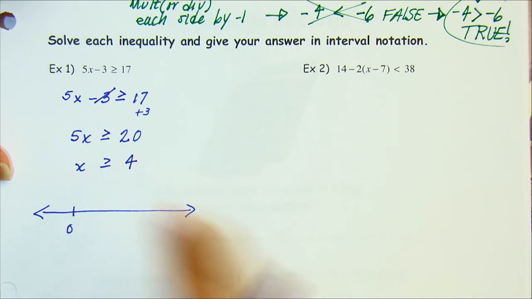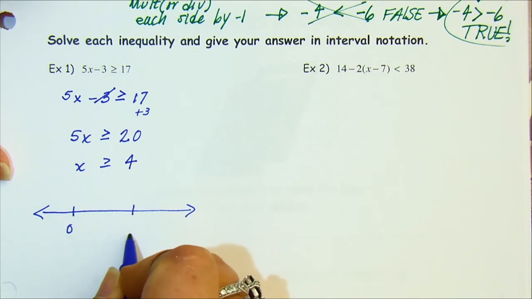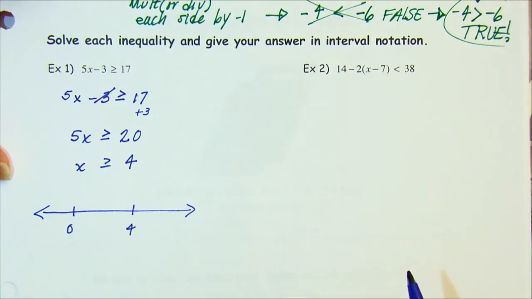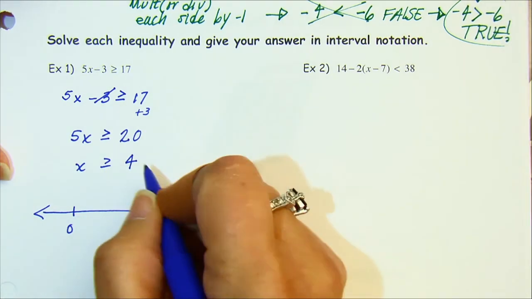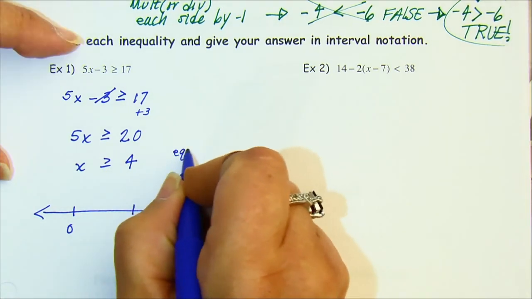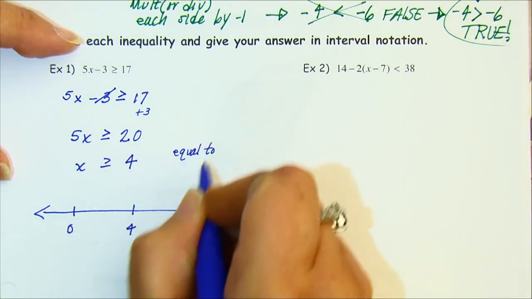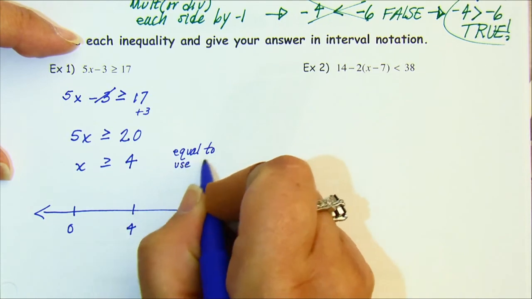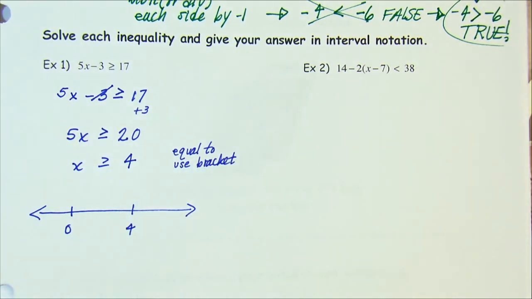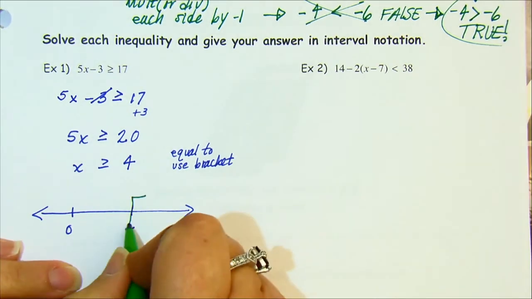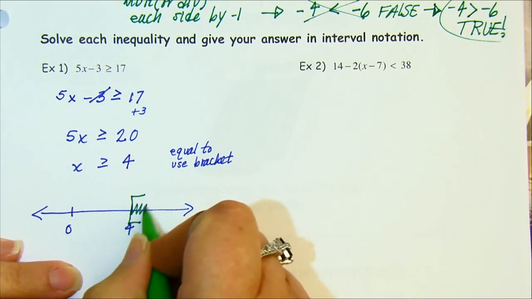I also need to see this boundary point on your number line. 4 would be to the right of it, okay? And now 4 is included. So because it's equal to, I need to use a bracket. And I'm going to graph this on the number line, okay? Equal to means closed dot, but we're not going to use closed dot. We're going to use a bracket, and then we're going to shade to the right.